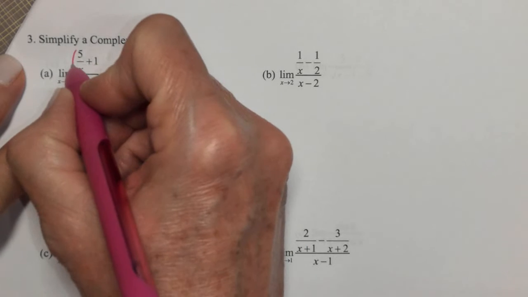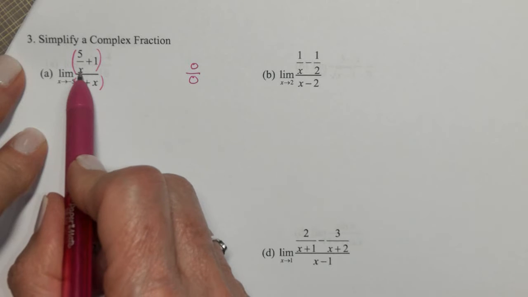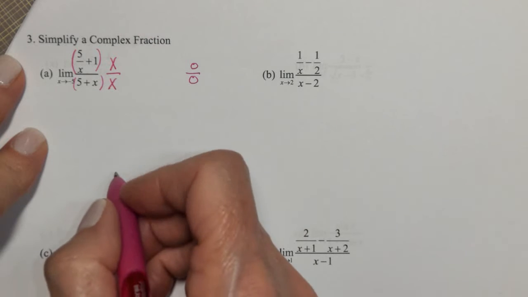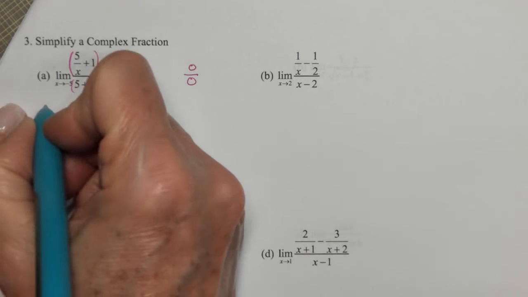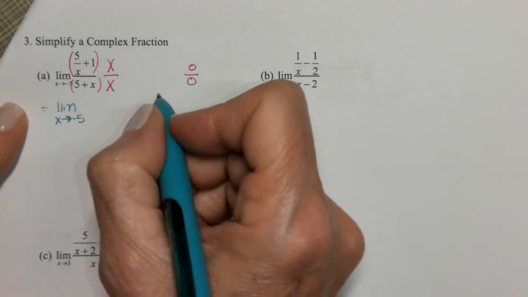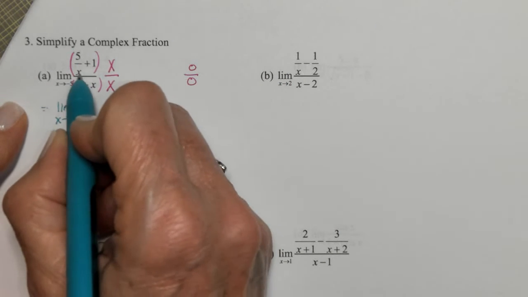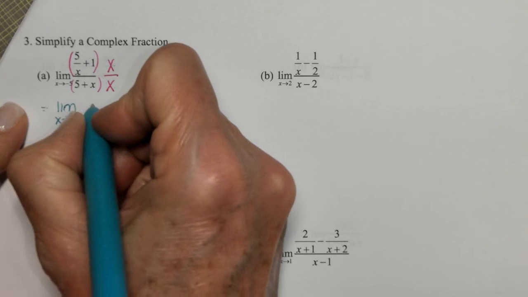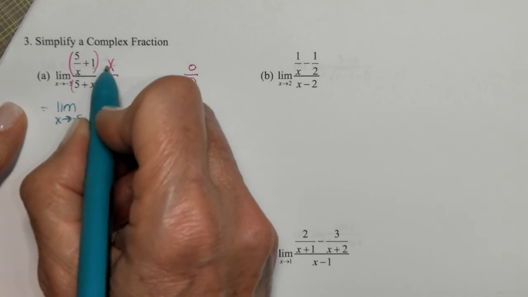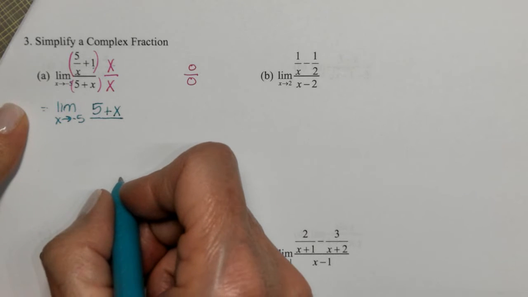So when I see this, I look at what is making this a complex fraction, and that x right there is making this a complex fraction. I multiply top and bottom by that x to get rid of it. And when I do that, remember that we keep writing limit until we can plug in successfully. We keep writing limit. So 5 over x times x, the x's will cancel, you're left with the 5. 1 times x is x, so don't forget to distribute that. This is going to be a plus x, so 5 plus x.